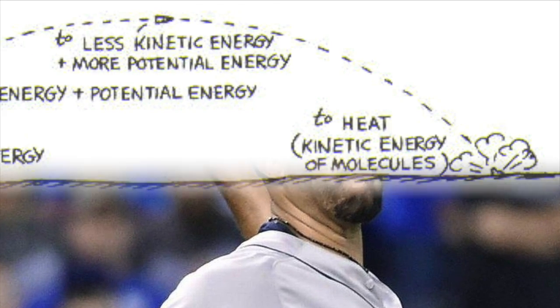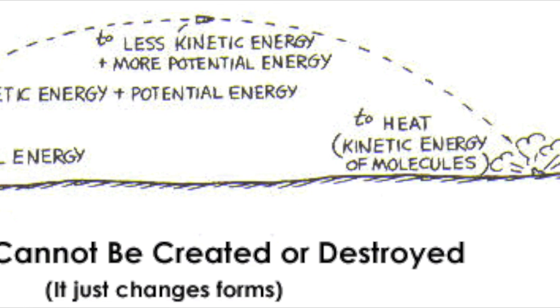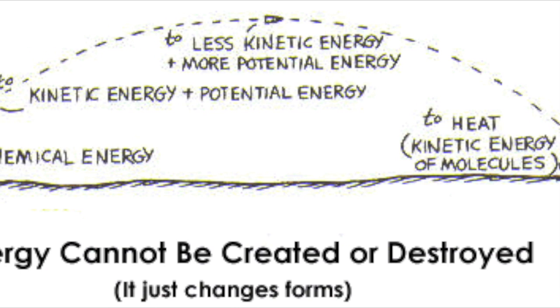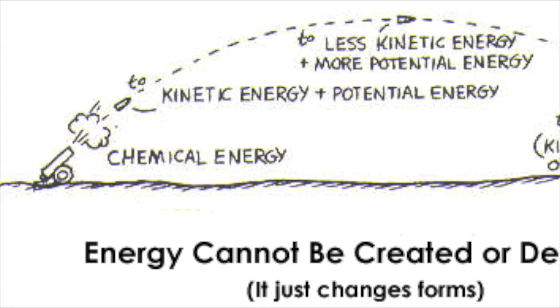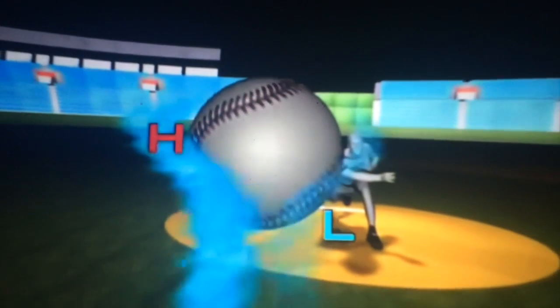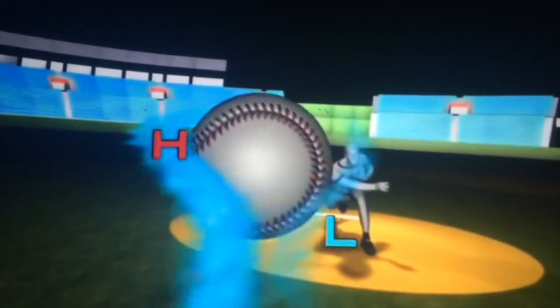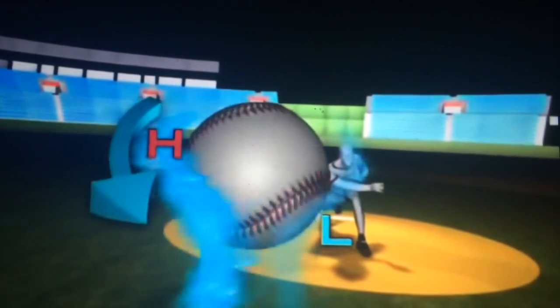For example, the conservation of energy is a fundamental concept that states energy cannot be created or destroyed, only altered in form. Another aspect of baseball that relates to physics is the aerodynamics of a pitch.